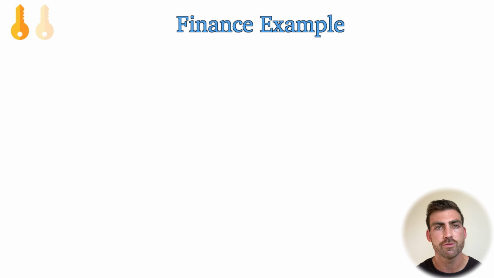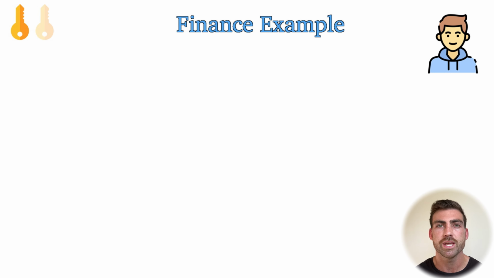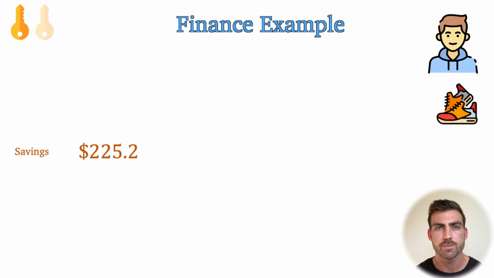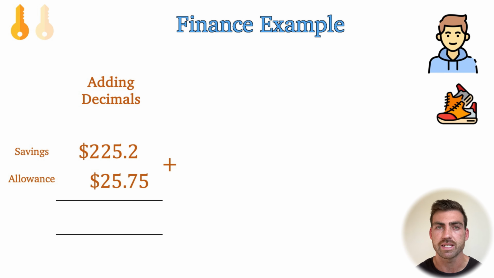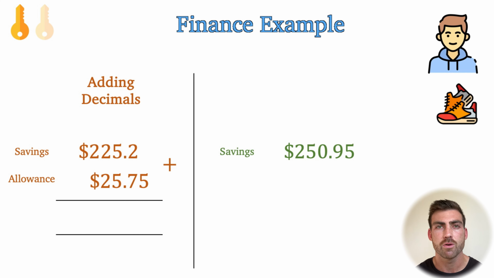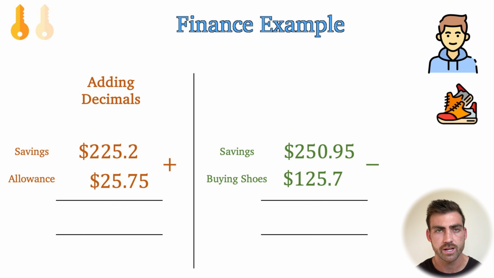Let me show you with a finance example. Meet Jack. This is his current savings. He is saving up to buy a new pair of running shoes. If he added his weekly allowance, this is an example of adding decimals. Now imagine the situation where he had enough money to buy the shoes. If this was the price of the shoes, we will need to subtract to figure out how much money he will have remaining, which is an example of subtracting decimals.